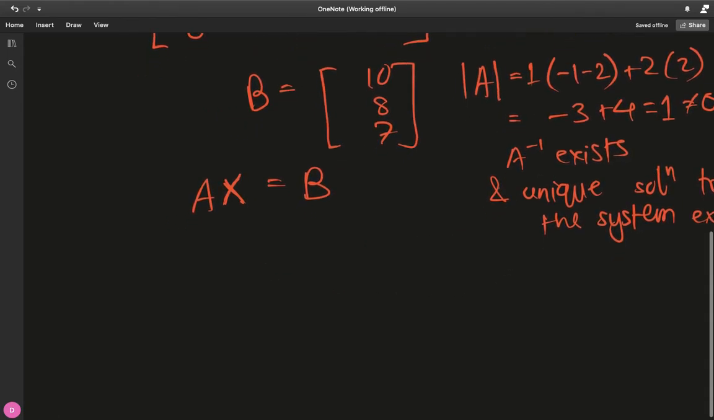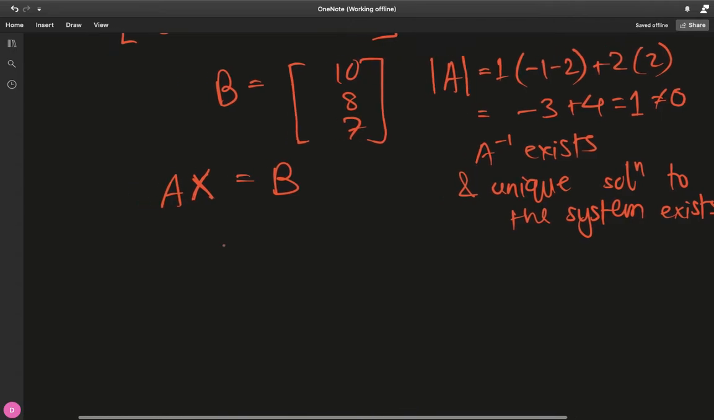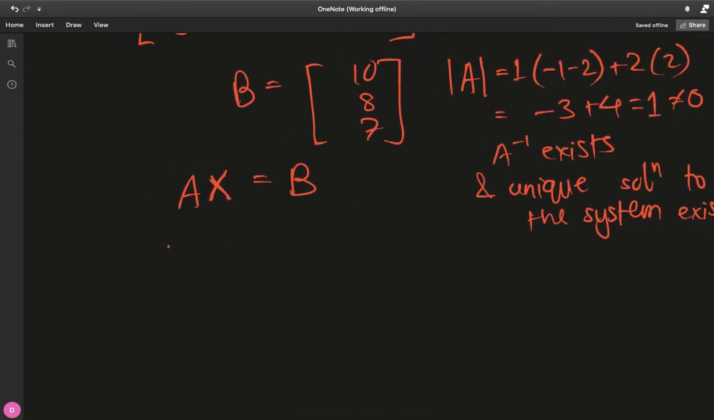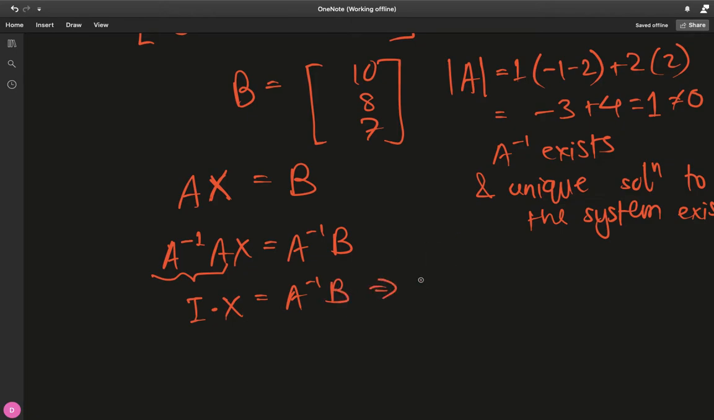Now, since A inverse exists, we showed that here. If we pre-multiply by A inverse on both sides, this will become the identity. Identity times x is equal to A inverse times B. Identity times any matrix is that matrix itself. So x is equal to A inverse multiplied with B.